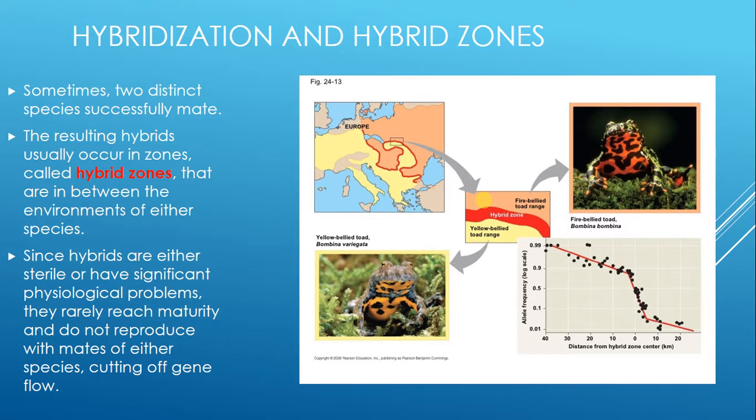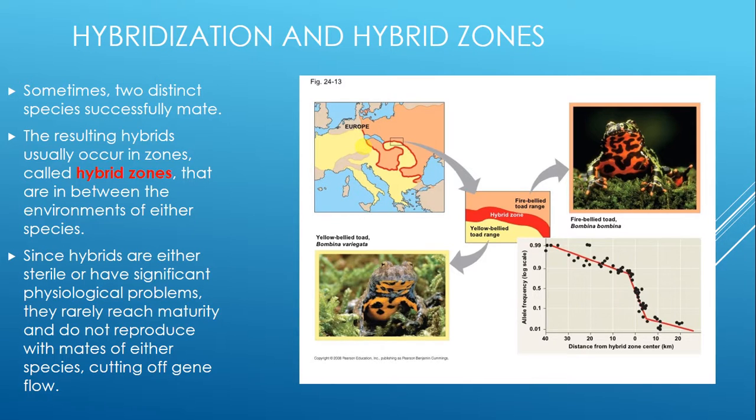So sometimes two distinct species do mate with each other, and they create what are called hybrids, like a lion and tiger create a liger. Ligers aren't fertile, they're sterile, that's why a liger is not its own species, but the resulting hybrids usually occur in zones. They're called hybrid zones that are like in between buffer zones between the environments of either species.